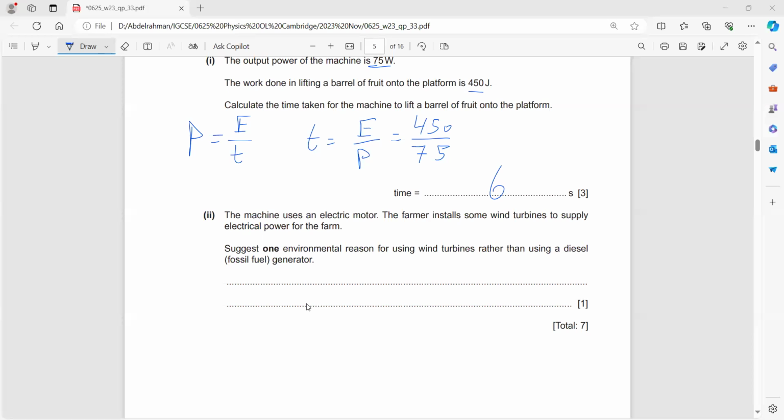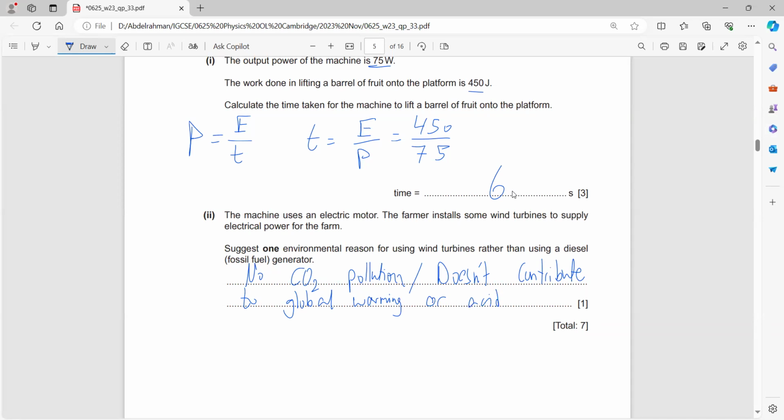It is, for example, renewable. This is also an advantage. So no carbon dioxide pollution. Okay, we can say it doesn't contribute to global warming, or acid rain. It is renewable. Yeah, you can say it's renewable.